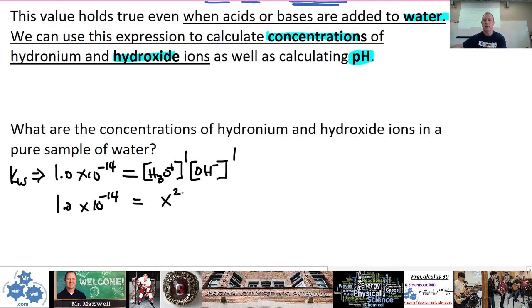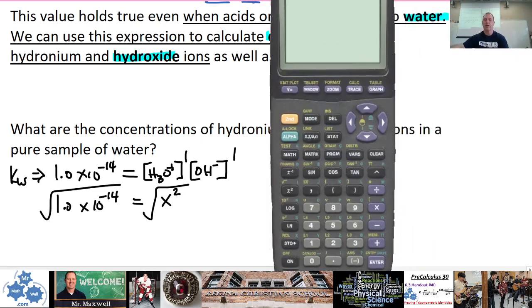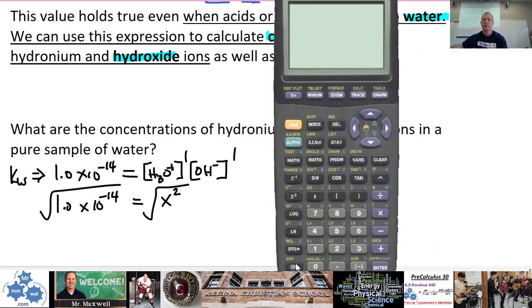Just like we did with Ksp, very, very similar. Now if I take the square root of both sides, you can do that in your calculator. I'll do that on my calculator here. It's actually pretty simple, but let me just show you. It's not real difficult to do.